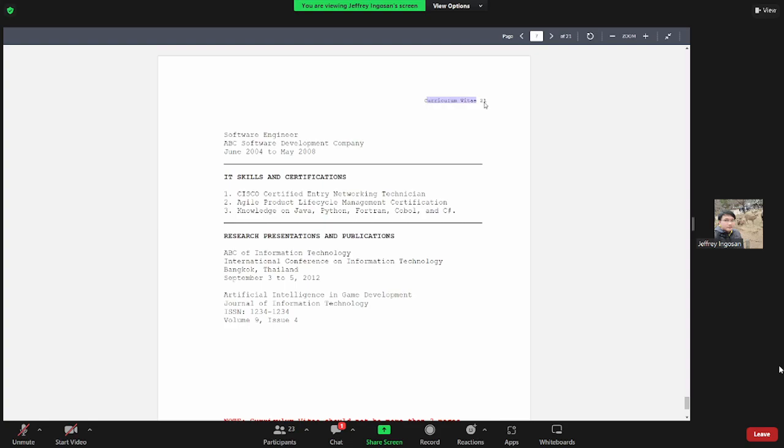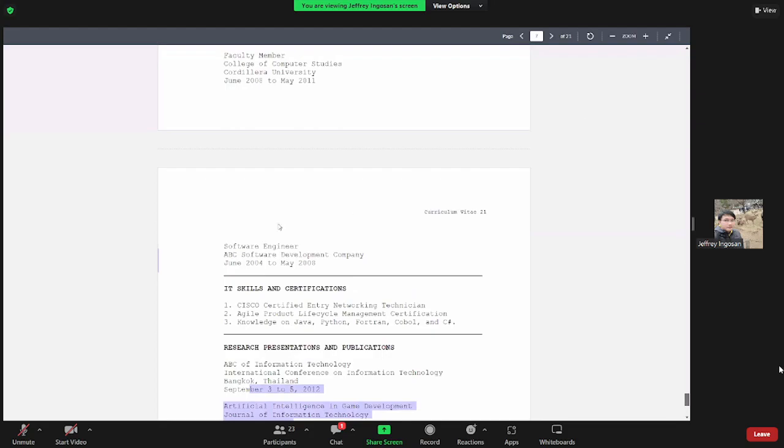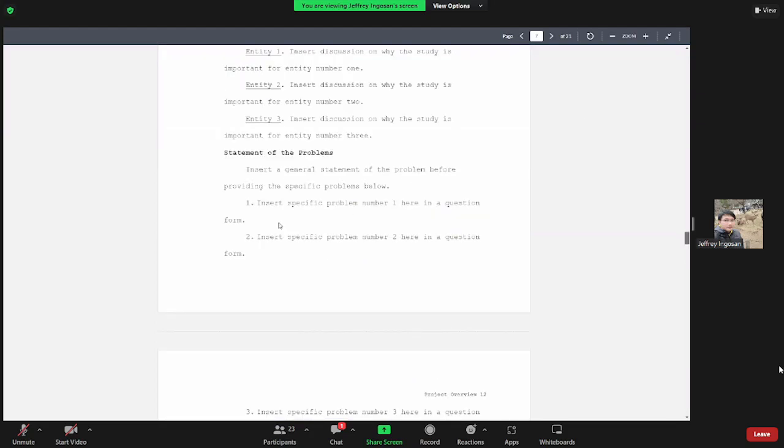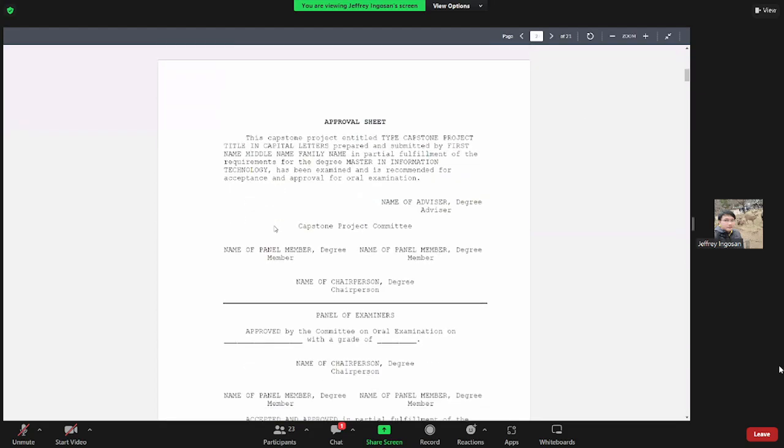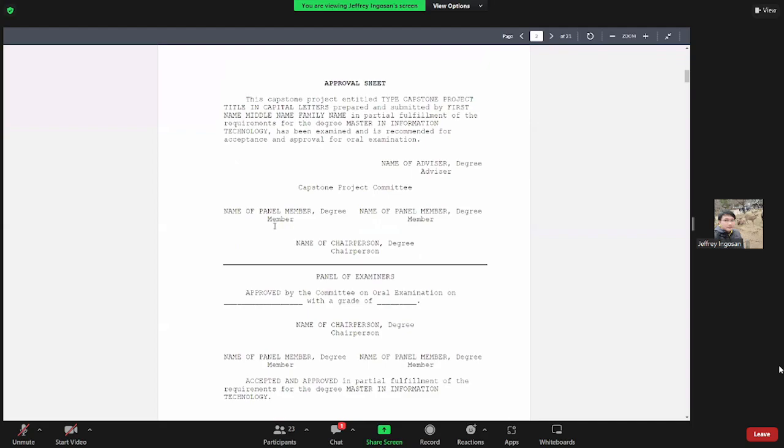All text should be in Courier New, except for figures. For figures, the font type could be a different font type. But even tables should be Courier New, size 12. Tables should also be Courier New, size 12, double space.